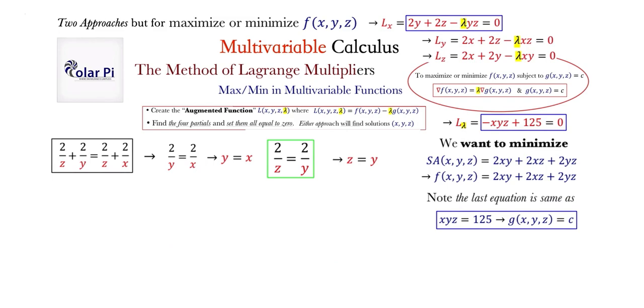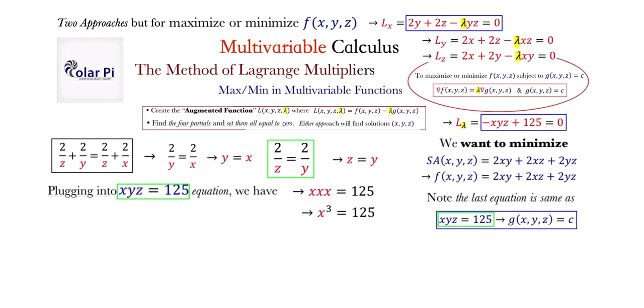So that means that if we now plug into the one unused equation, which is the constraint equation, which is this, since x equals y and y equals z, that means that x, y, and z are all x's. We have x times x times x is equal to 125, and so we get this, which means that x is equal to 5.